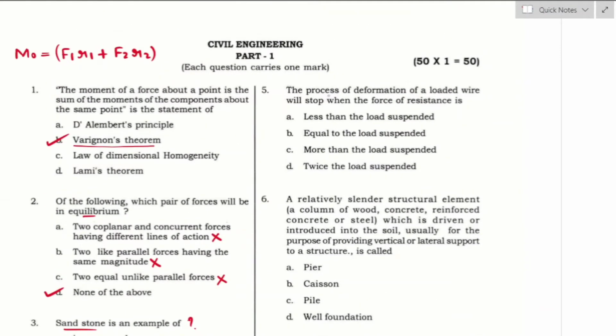Question number 5. The process of deformation of a loaded wire will stop when the force of the resistance is equal to the load suspended. Option B is the right answer.